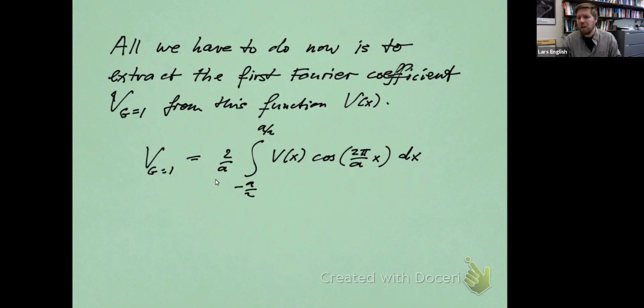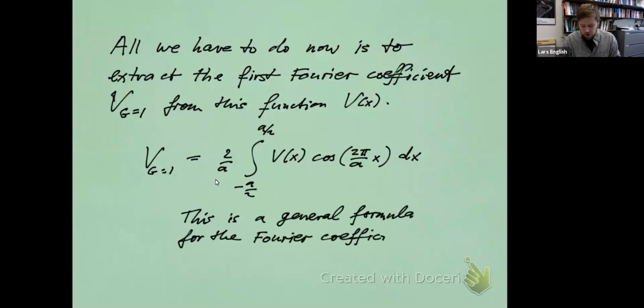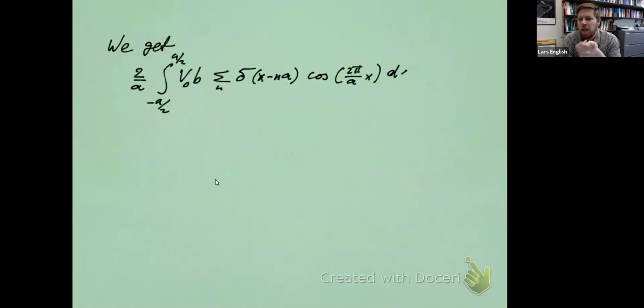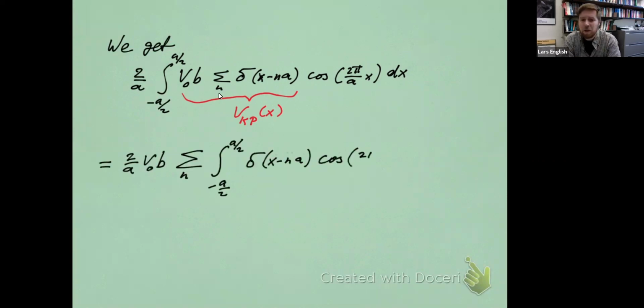And now we can plug in what we know V of x to be from the Kronig-Penney model. So what do we get? Well, it looks complicated, of course, now, because we just plugged it in. Here's the sum, and you can imagine what happens next. We pull the sum out front. So again, we do an exchange of operation. Now we have this integral here to do, and the integral runs from minus a over 2 to a over 2, a distance of one lattice spacing.